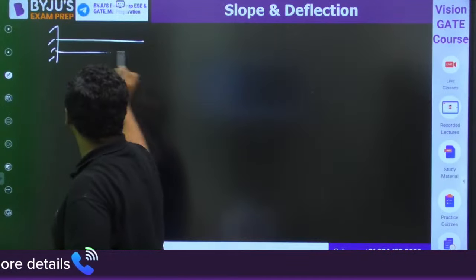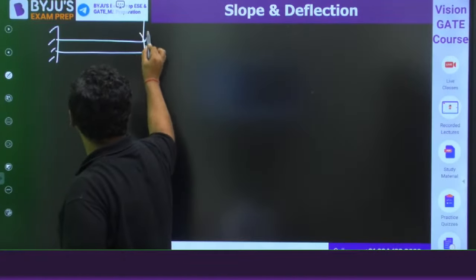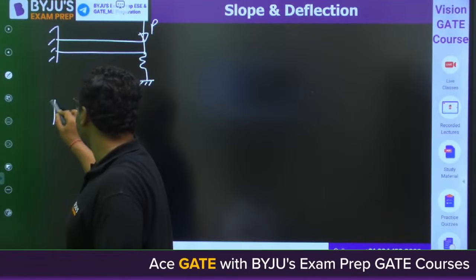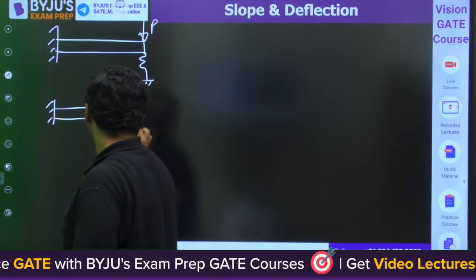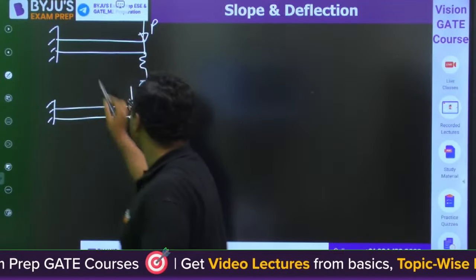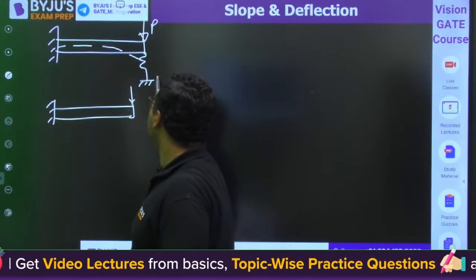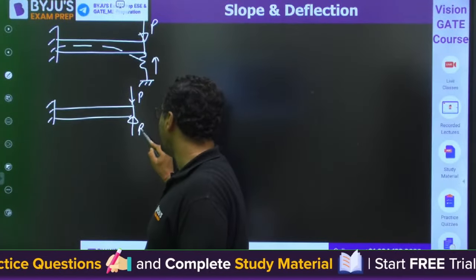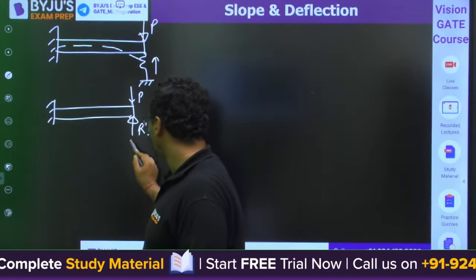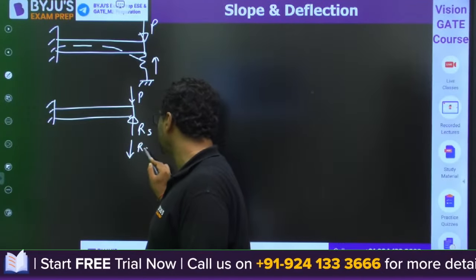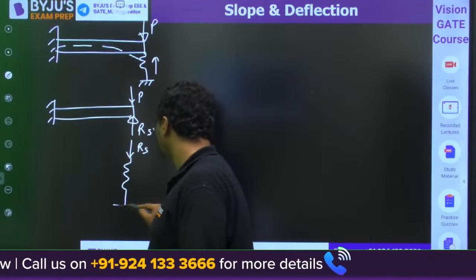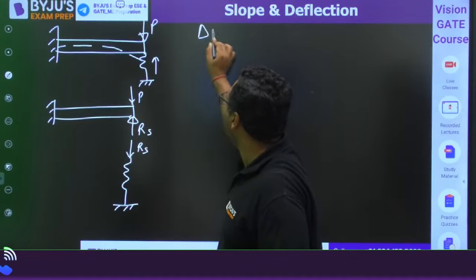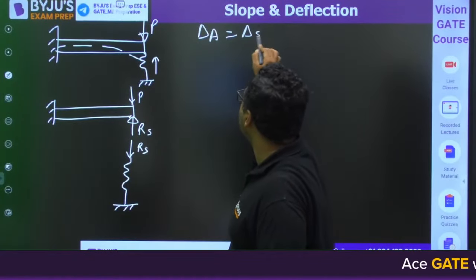This is a beam. You are applying a load P here. There is a spring. We will go for the free body diagram. When you apply P here, the beam will deflect, and the spring will apply some reaction force. So P is acting downward, RS is acting upward. On the spring, from the side of the beam, the reaction force will come like this. Then you know delta of point A is equal to delta of spring.